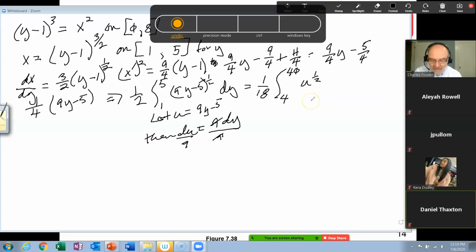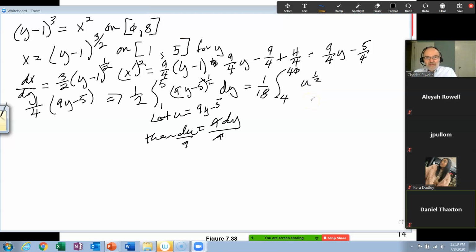Yuck. That'll go away in a minute. You probably can't even see it anyway. And now this becomes a du here. If I can get the pen to cooperate. Du. That's what we got here when we did the dy was 1/9 du. We pulled out the 1/9.